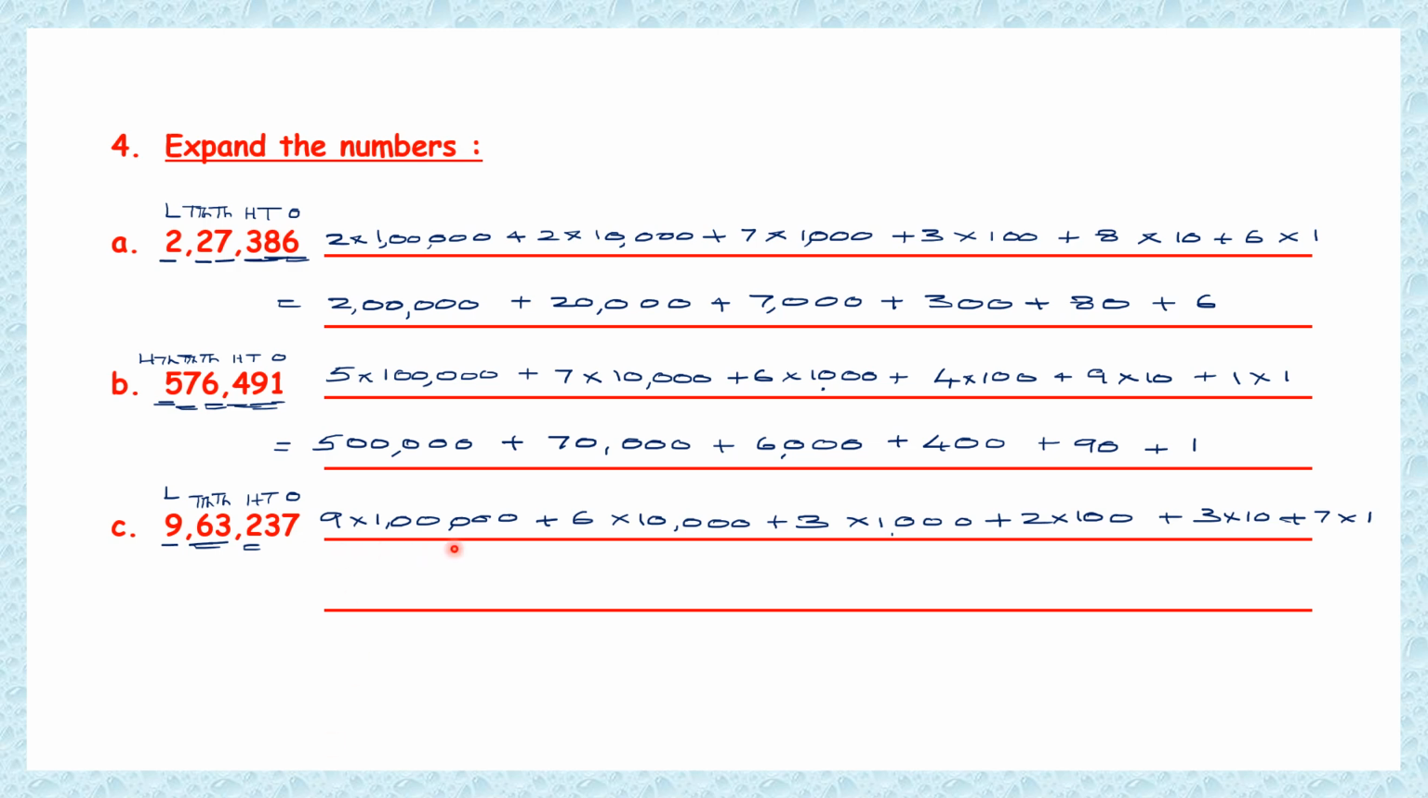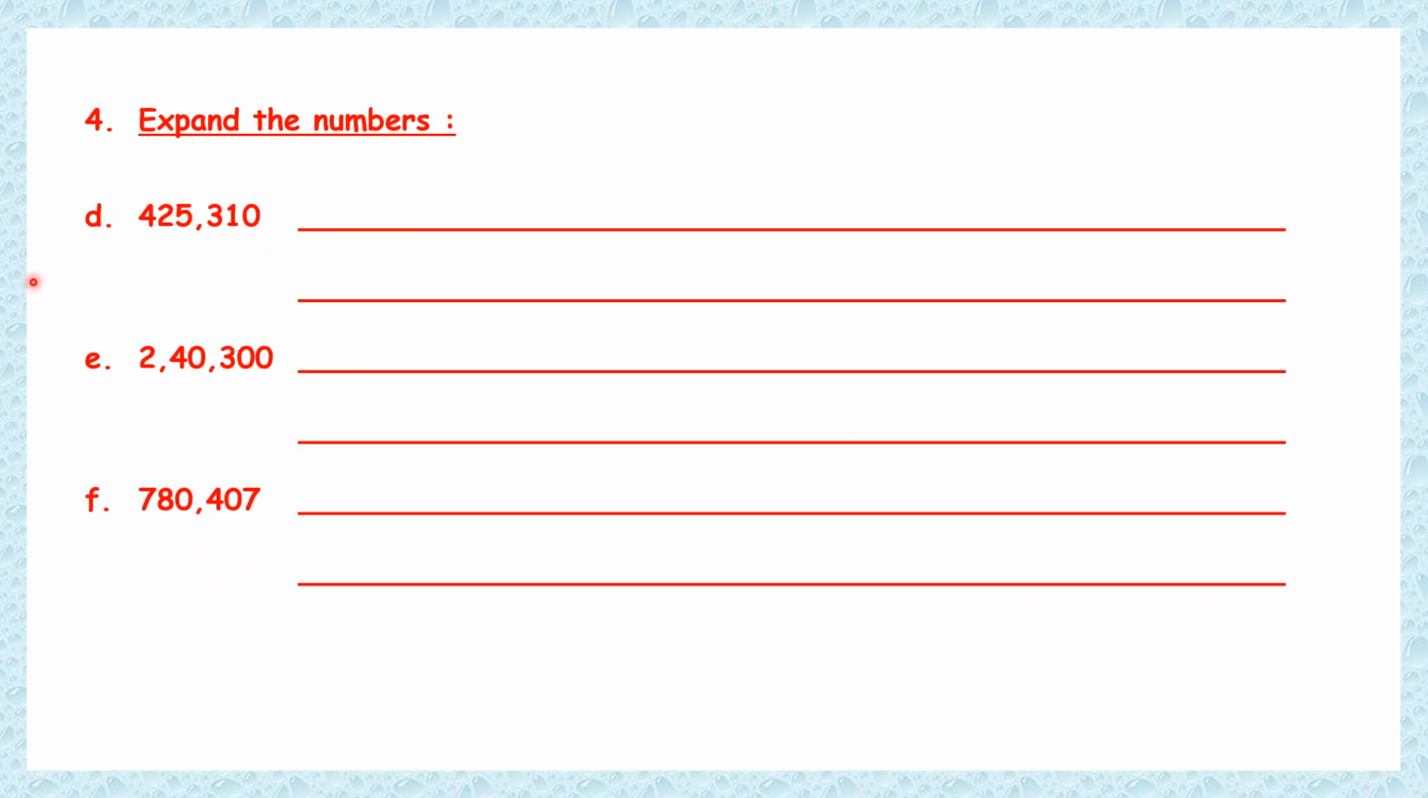So 9 into 1 lakh. 9 into 1 is 9. So 9 into 1 lakh is 9 lakh. Then we have 6 into 10,000. 6 into 10 is 60,000. Plus 3 into 1,000. 3 into 1 is 3, 3,000. Plus 2 into 100 is 200. 3 into 10 is 30. 7 into 1 is 7. So what have we done here? We have expanded these three numbers. In the same way, let's continue D, E, and F.